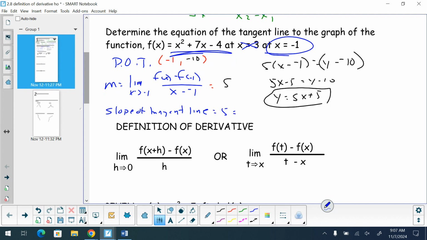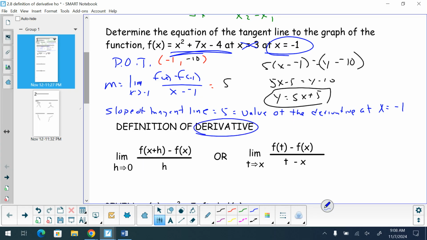How else we can rename this is a value of the derivative at x equals negative 1. So yes, we can call this the slope of our tangent line at an x value of negative 1, but what we can also rename it as is the value of our derivative at x equals negative 1. Because when I talk about the derivative, we talk about the slope of a tangent line. Well, how do we symbolize the idea of a derivative?